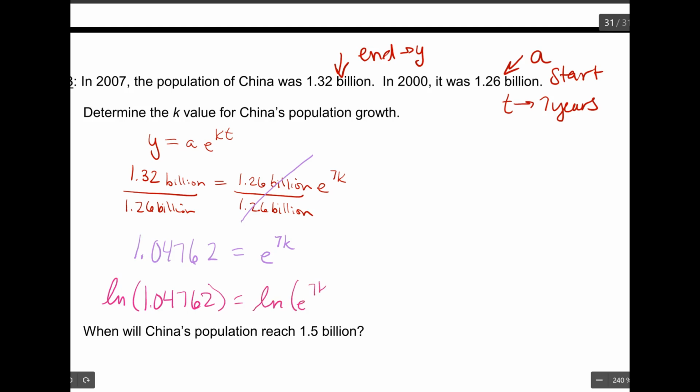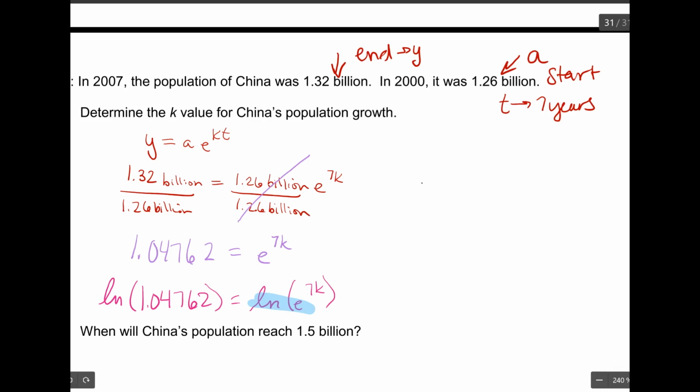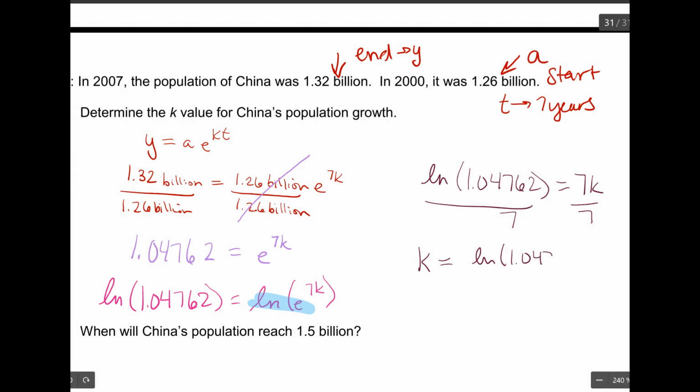ln of e equals 1. So this part right here goes away, and I'm left with just the 7k. So I have ln of 1.04762 is equal to 7k. If I divide both sides by 7, I find that the k value will be ln of 1.04762 divided by 7. So what do you get? 0.006646.